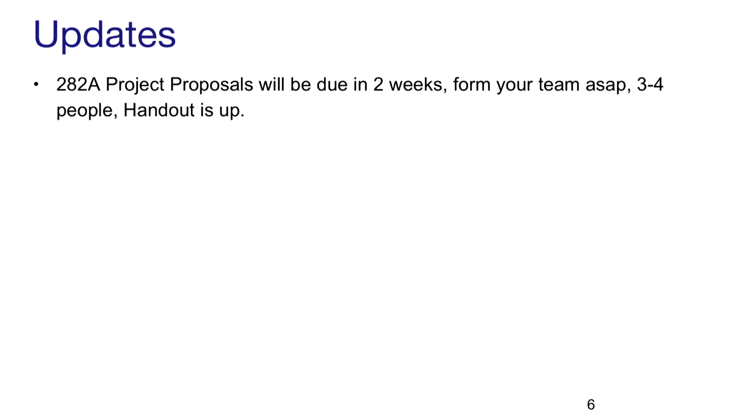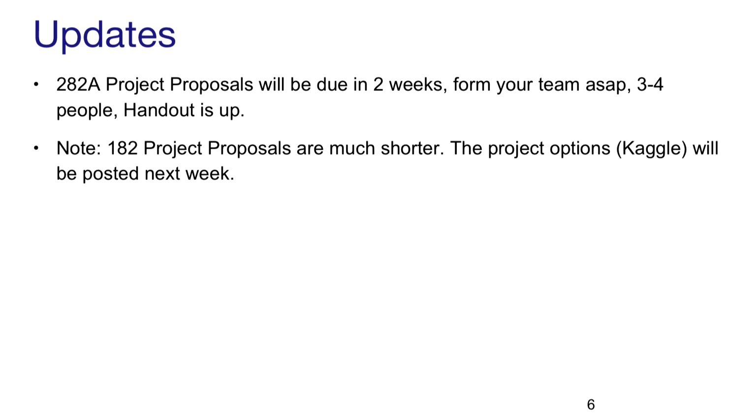Okay, so because we have two different modes of projects, there are going to be two different handouts and assignments for the project proposal. If you're in 282A, because it's an open-ended project, you have to choose data sources, evaluation metrics, approach, and so on. We want those started earlier, so that handout is out now. You have a couple of weeks to form a team and clarify those aspects of the project so you can get started. The 182 projects are much shorter.